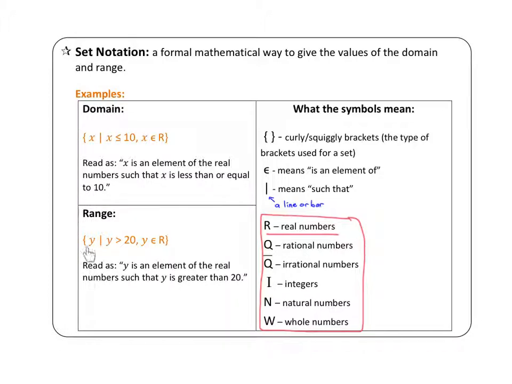In the range, it starts off the exact same way, except we use our variable that's in the range. Then we write our inequality that represents our y values that are included, a comma, and then y is an element of the real numbers, and then a curly bracket. Set notation is always written in the same pattern. You will always have a curly bracket to start, and then you state your variable, whether it's domain or range, such that, your inequality, comma, and then your variable is an element of whichever number system, and then your curly bracket.